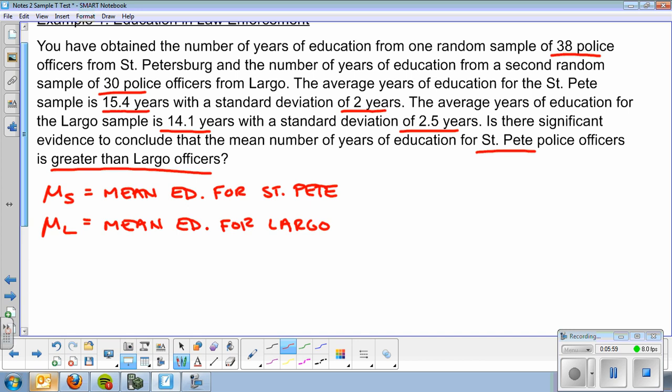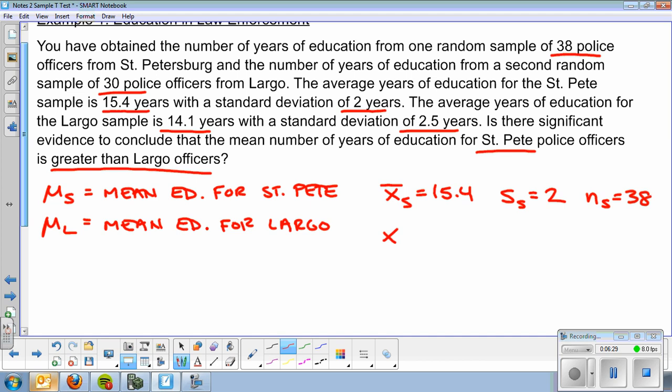Okay, so for St. Pete, we had an X bar S. Now, instead of using 1 and 2, I'm going to use S, so anytime I see it in the problem, I know that that S stands for St. Pete. So X bar S is 15.4 years, and again, I got that from the problem. Okay, standard deviation of St. Pete, S_S, equals 2 years, and N_S equals 38.